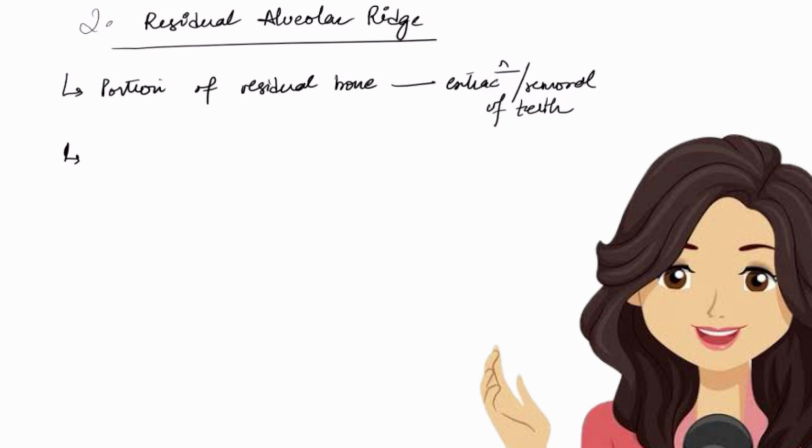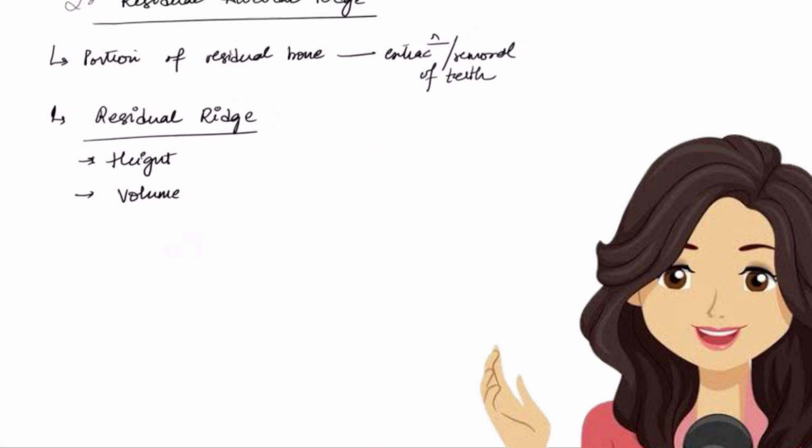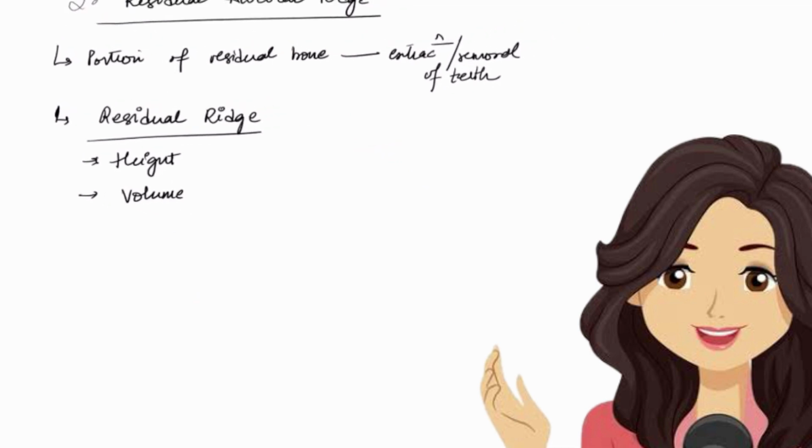When the natural teeth have been removed, the alveolus will fill up with new bone or osteoid, which eventually mineralizes and remains there. This residual alveolar ridge is very important to study for two main reasons: the height and the volume. These are two important parameters that will determine how good the prognosis of your denture is. So height and volume of the residual alveolar ridge is very important. What does it depend on?